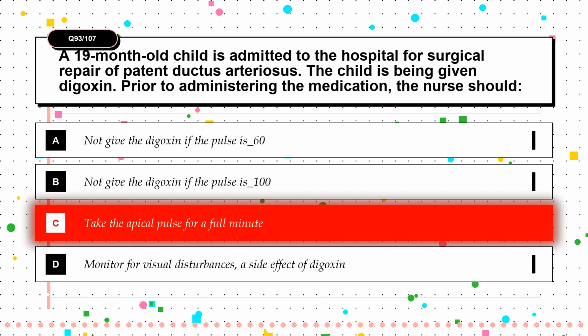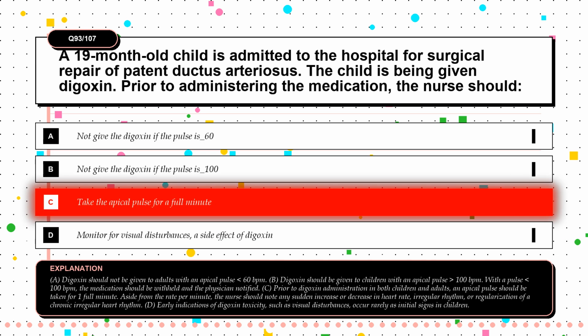The correct answer is option C. Take the apical pulse for a full minute. A. Digoxin should not be given to adults with an apical pulse below 60 bpm. B. Digoxin should be given to children with an apical pulse above 100 bpm. With a pulse below 100 bpm, the medication should be withheld and the physician notified.